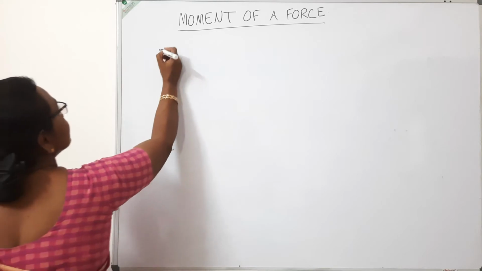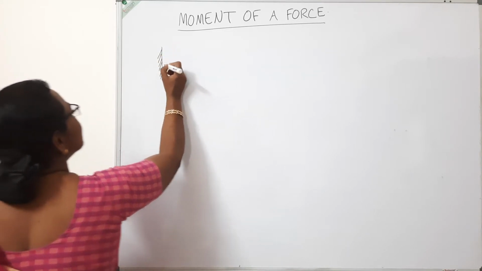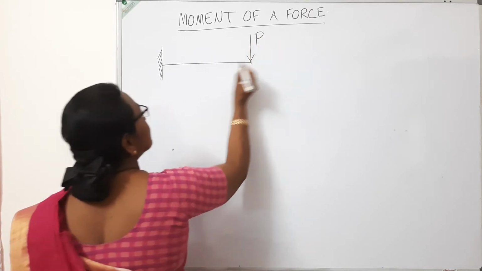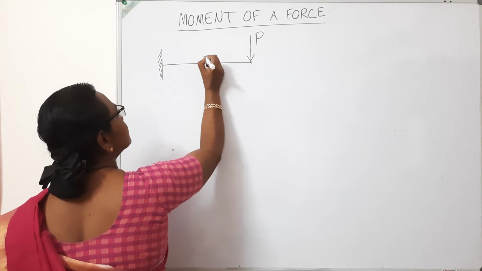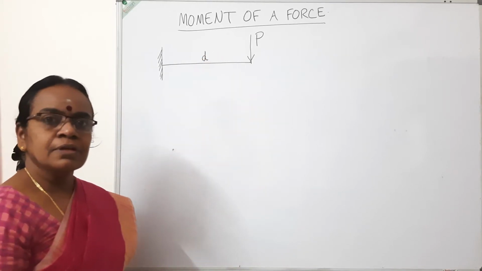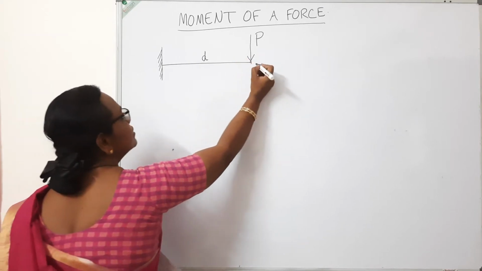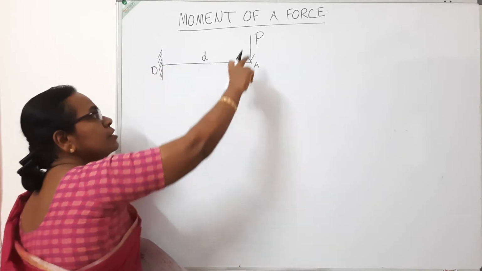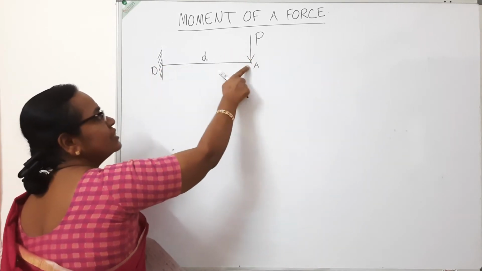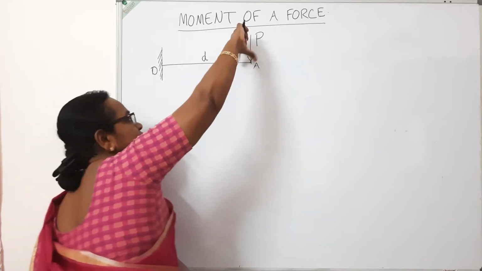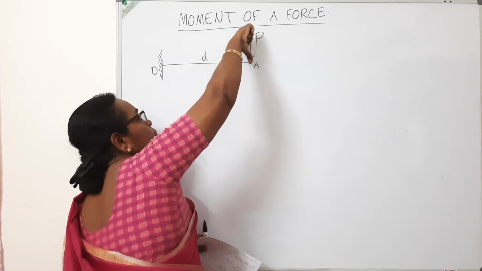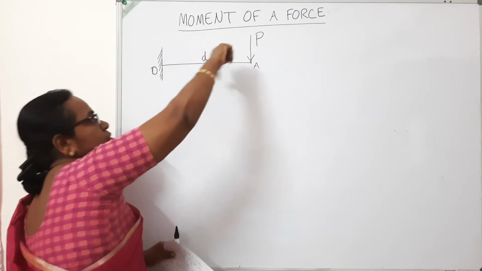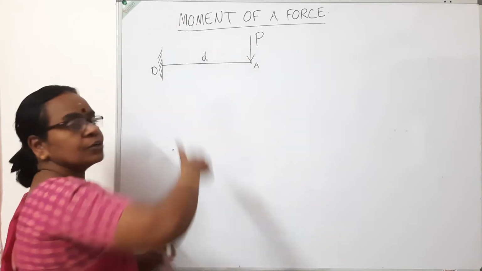Say, for example, consider this is a fixed end. Say it's a beam. A force is acting here, say force P, and say this distance is D. A force acting at this point A, with this point O. If you keep your thumb in the direction of the arrow and rotate it about this point O, this has a rotating effect. This will rotate this body in a clockwise direction.